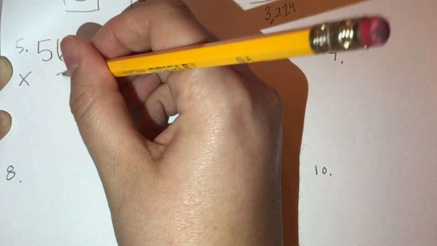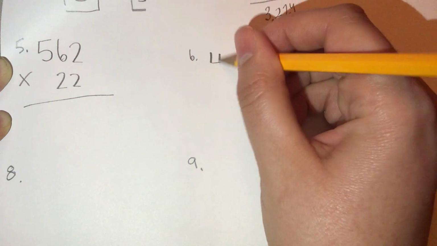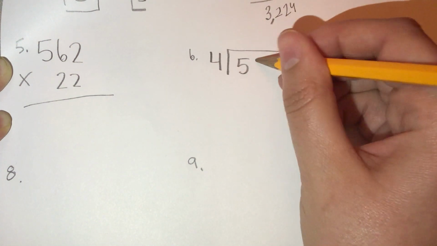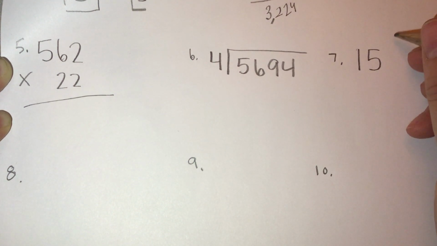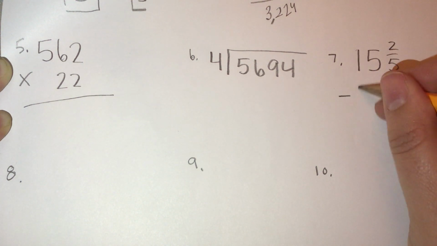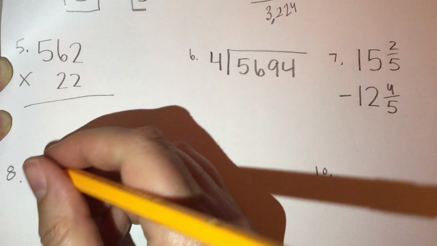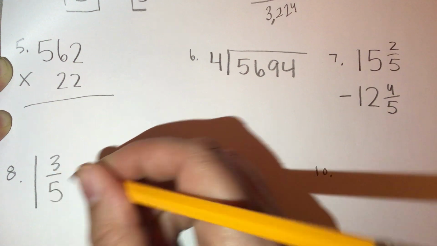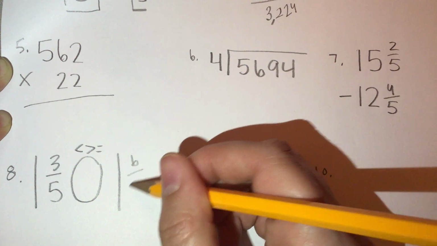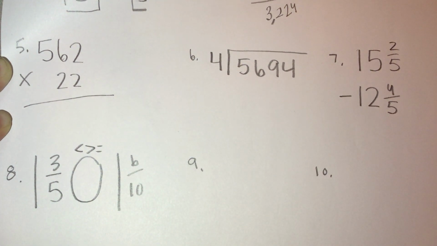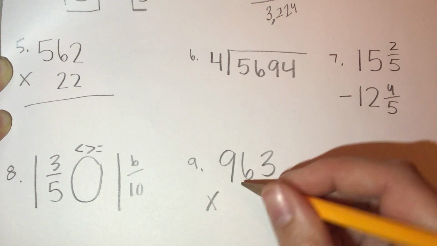562 times 22. Number 6, 4 goes into 5,694. Number 7, 15 and 2/5 minus 12 and 4/5. Number 8, 1 and 3/5 compared to less than, greater than, or equal to 1 and 6/10. Okay, number 9, 963 times 56.